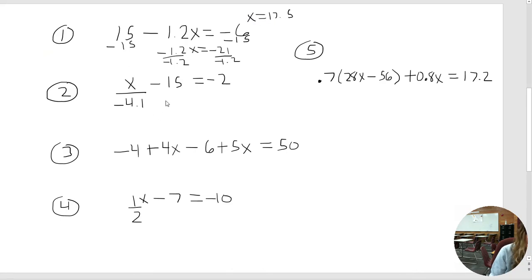Okay, on the next one, you should have first added 15 to both sides. So now you have x divided by negative 4.1 equal to 13. And then you needed to times this side by negative 4.1 to get rid of that division of negative 4.1. So when you take 13 and you times by a negative 4.1, you should have got a negative 53.3.